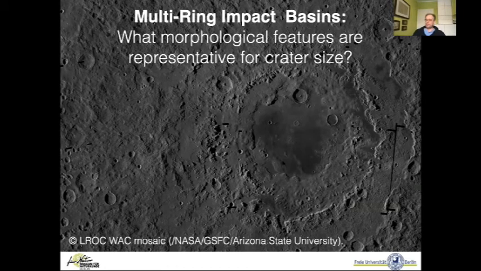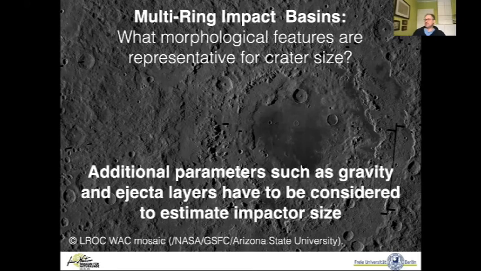I'm a little bit over time, but I still want to show you very briefly how all of that applies to basin structures. So here we have a picture I've shown already in the beginning, the picture of the Orientale Basin. Can we use this same approach to estimate the impactor size for the basins? Well, yes and no. In fact, we have to consider other parameters in there.